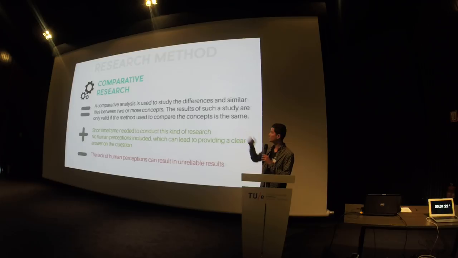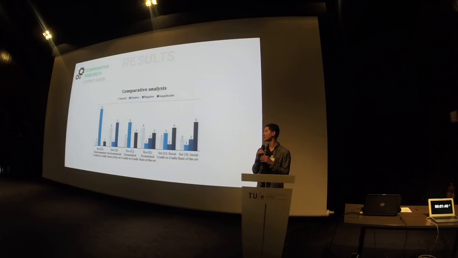The first research method is comparative research. In this research method, the differences and similarities between 2 or more cases are studied, and the biggest advantage is that you need only a short time span to conduct the research. But a disadvantage is that the lack of human perceptions could lead to unreliable results.